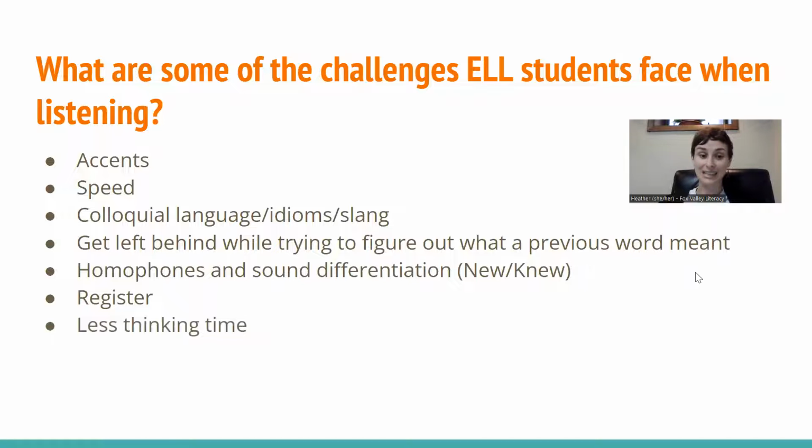You have less thinking time, because listening is moving along even if you're not ready, so you have less time to process than if you're reading, for example. Pronunciation.